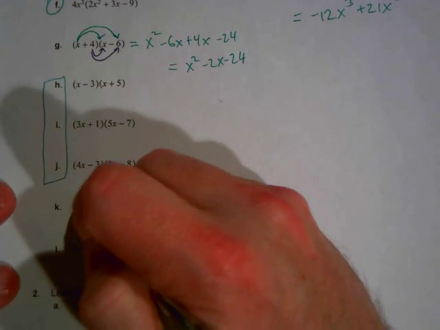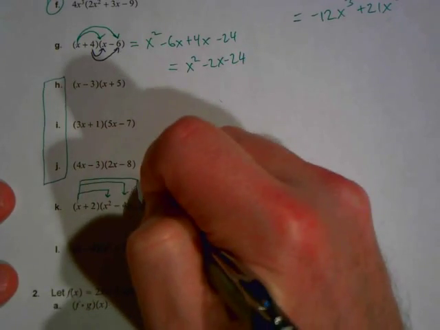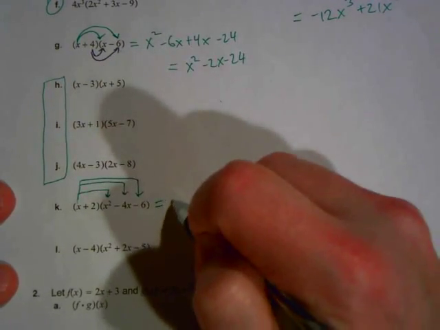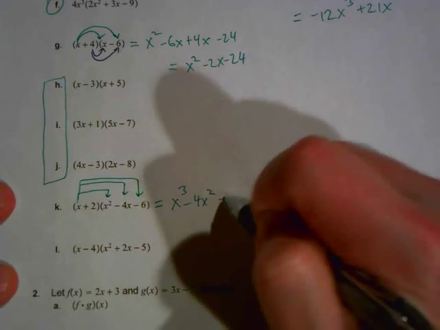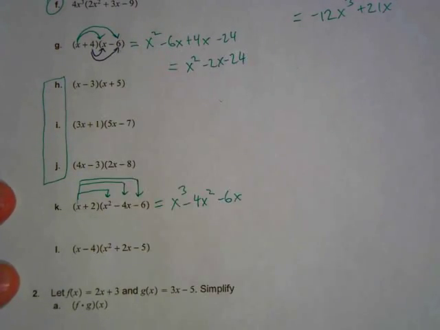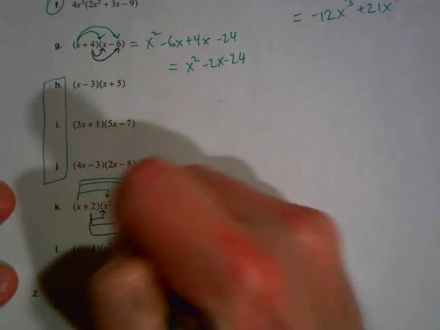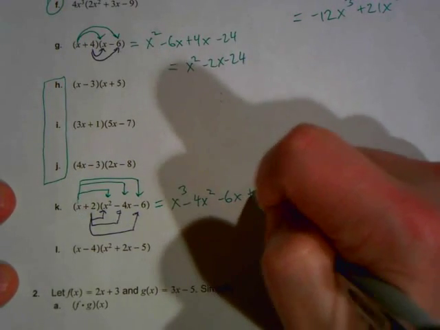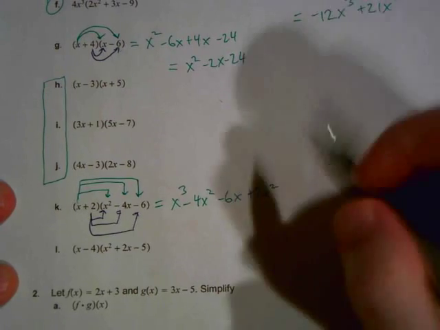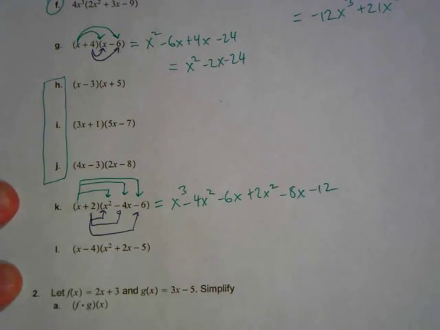I start with the x, and I take the x, and I distribute it to all the pieces. That's going to give me x cubed minus 4x squared minus 6x. And then I take the 2, and I distribute it to all the pieces. That gives me a 2x squared minus 8x minus 12. And then you go through and you look for like terms.